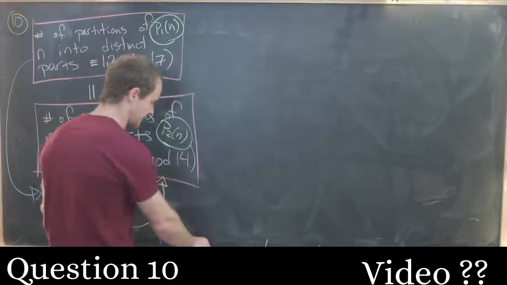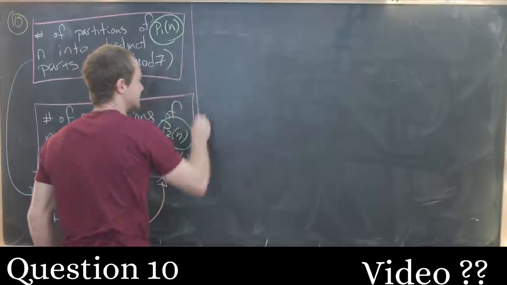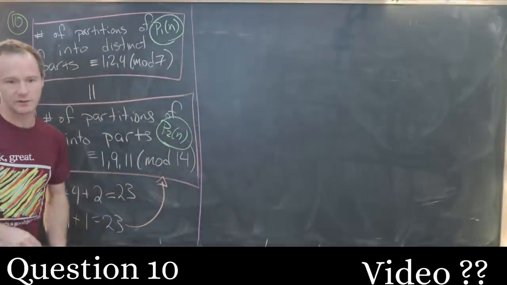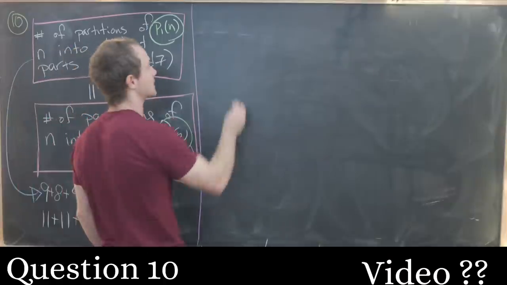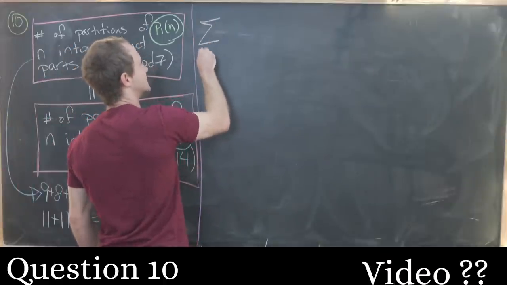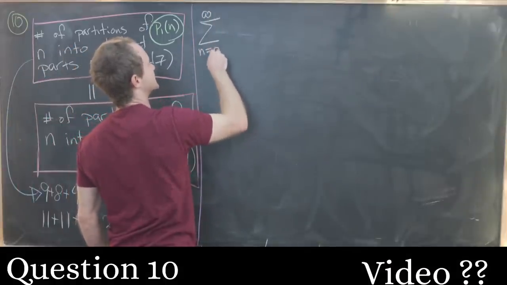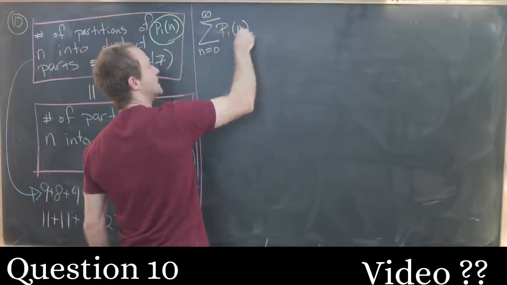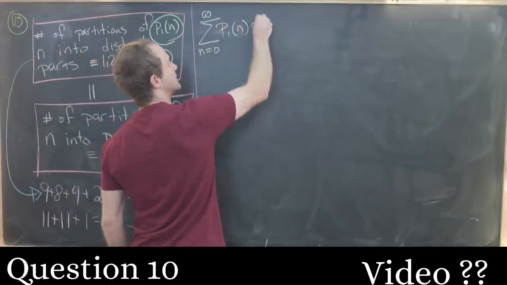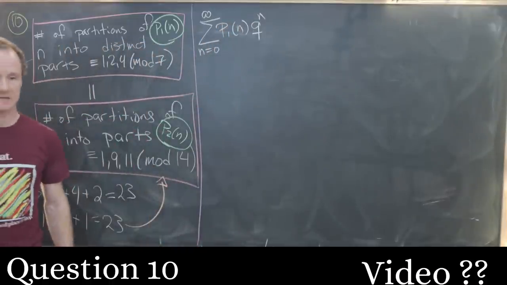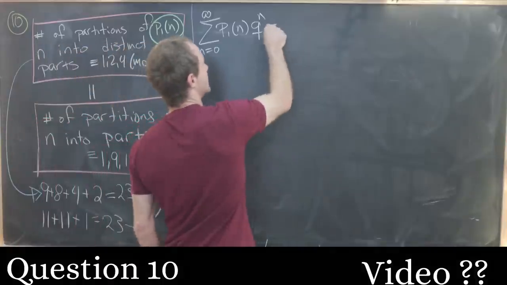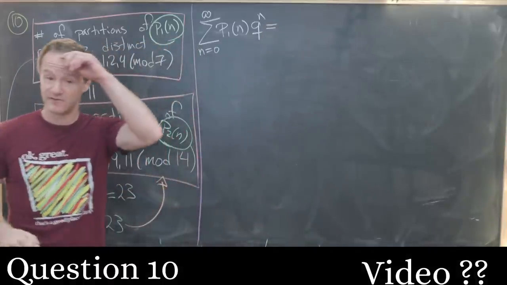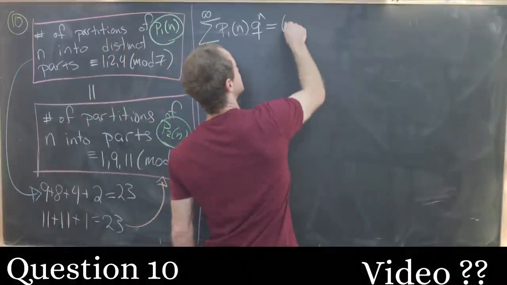Okay, so we're gonna use generating functions. This is one of those things that's fairly simple if you've done a couple, but it can look very mystifying if you haven't done any of them. So the generating function for partitions of this type, that would be the sum of P1(n) q to the n, equals the following product. It's an infinite product, and it looks like this.